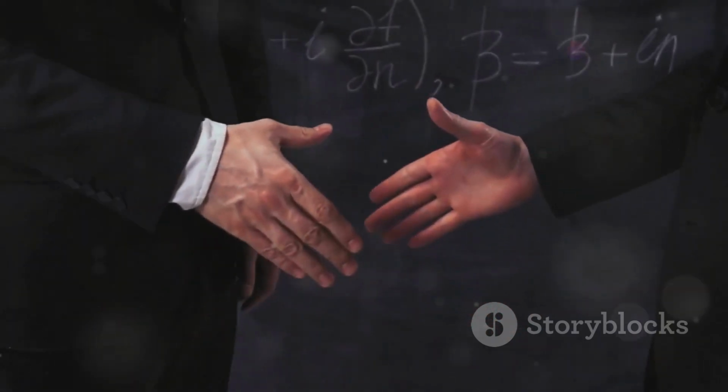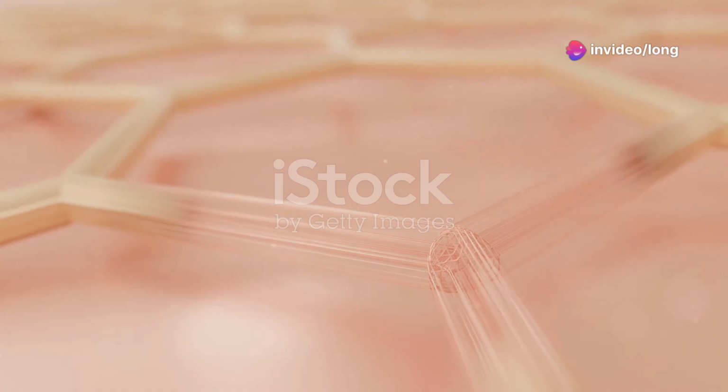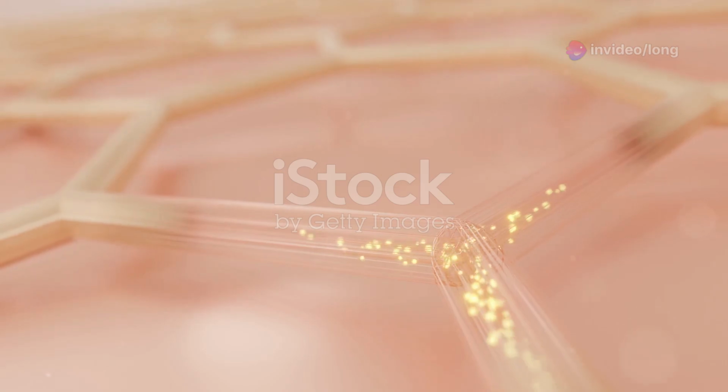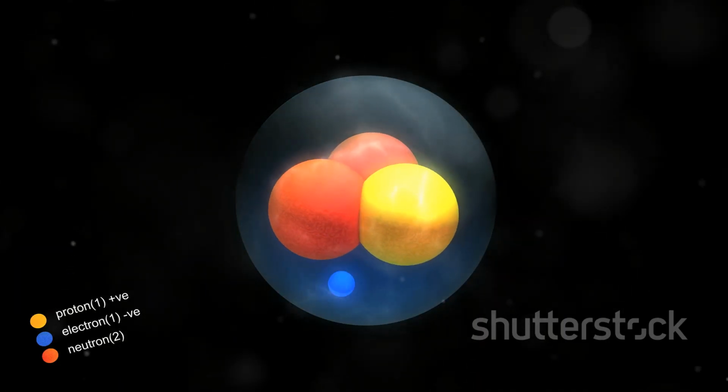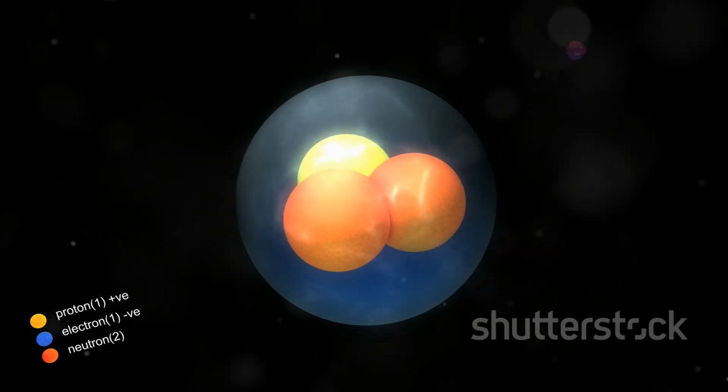Covalent bonds are like a handshake between atoms. Each atom contributes one or more electrons to the shared pair, and both atoms benefit from having a full valence shell. The shared electrons are attracted to the nuclei of both atoms, holding the molecule together.